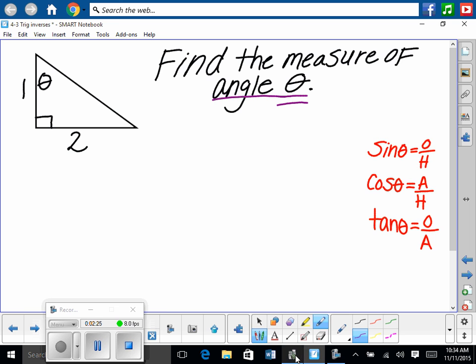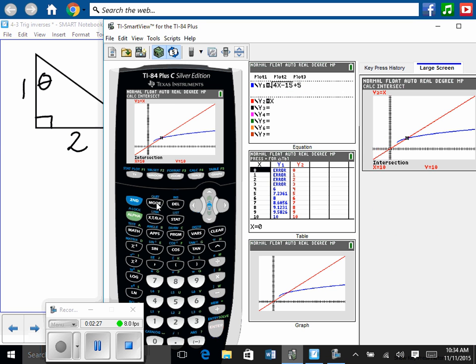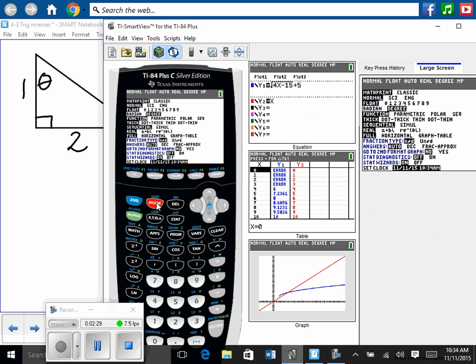So pull up your calculators. Go to mode. Right here. Scroll down to where it says radians. We need to change our calculators to degrees, because we're calculating theta, and theta is an angle, and angles are degrees. So you'll scroll over with your arrows and hit enter. I want it in degree mode. Does everybody know how to switch their calculator? Did you just do it? Okay. Now you'll do second quit.